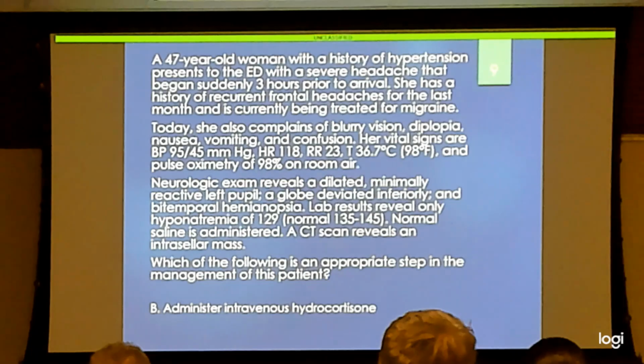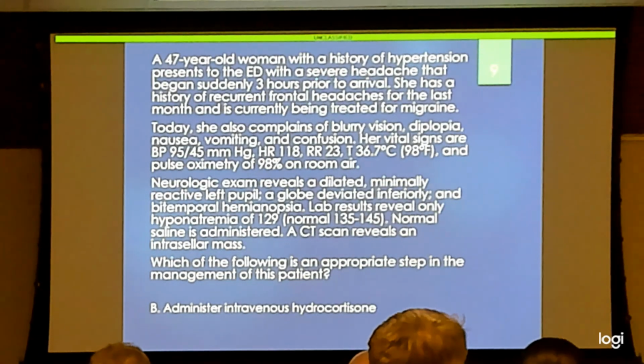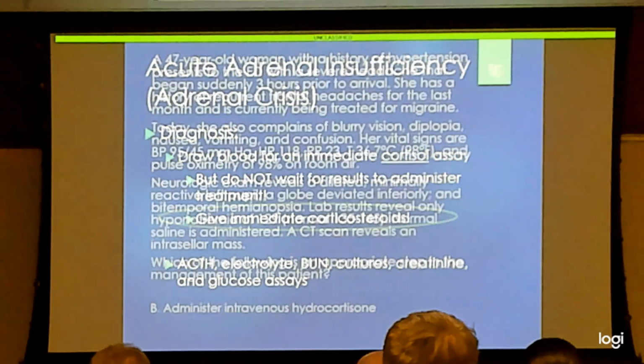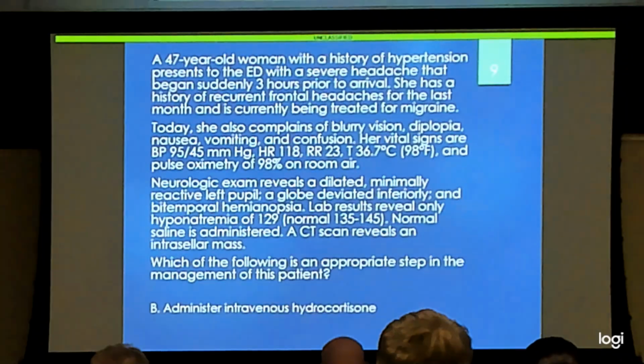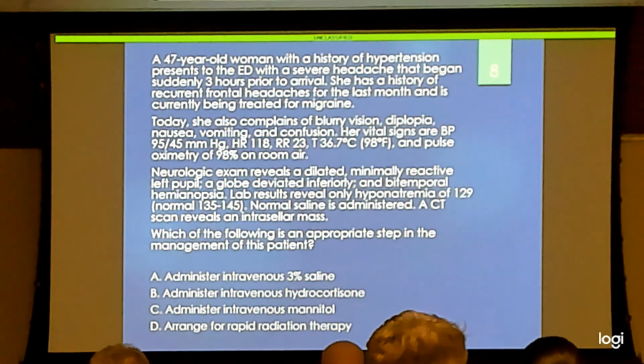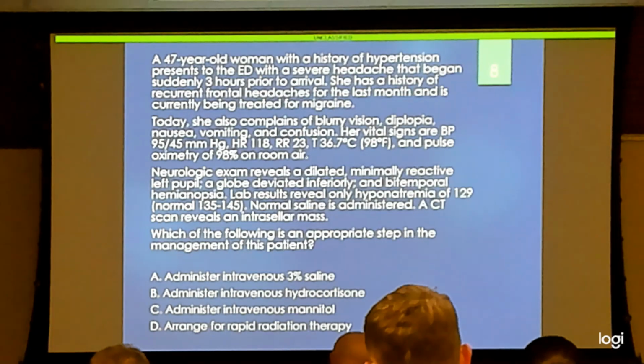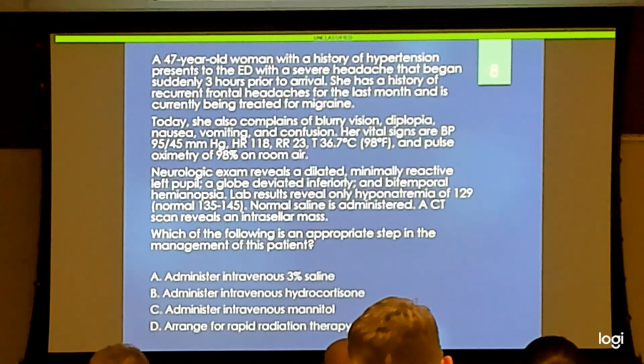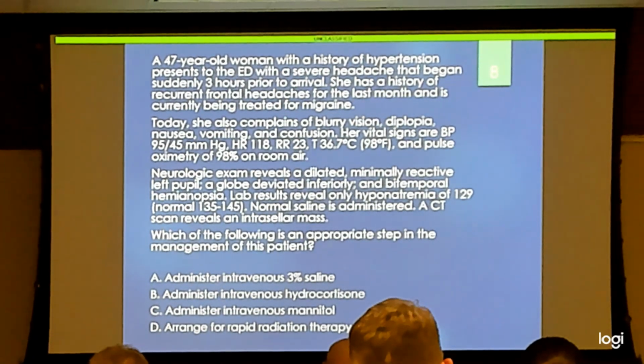So, why is that the right answer? What condition do you think this woman has? Macroadenoma leading to what? Exactly, hypercortisolism. So she basically has adrenal crisis. The CT scan reveals an intrasellar mass. What is that? That's a pituitary, the only thing that's up there, right? Pituitary. So this person is at huge risk for pituitary apoplexy.